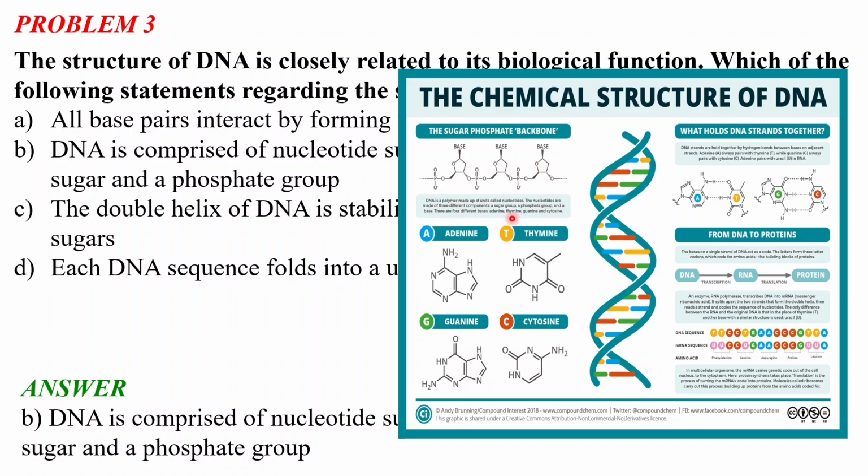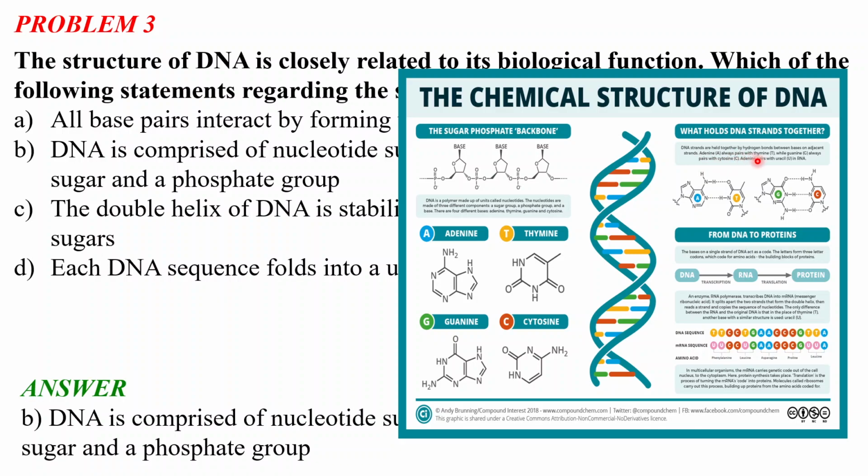The nucleotides are made of three different components: a sugar group, a phosphate group and a base. There are four different bases: adenine, thymine, guanine and cytosine. This is the adenine, this is the thymine, this is the guanine and this is the cytosine. So, what holds DNA strands together? DNA strands are held together by hydrogen bonds between bases of the adjacent strands.